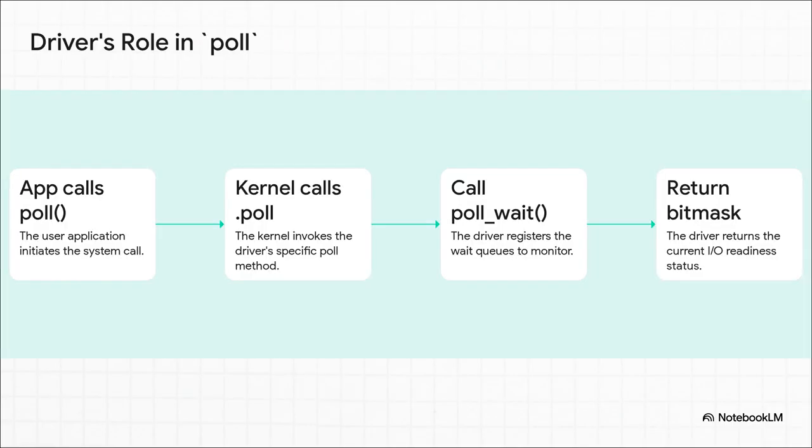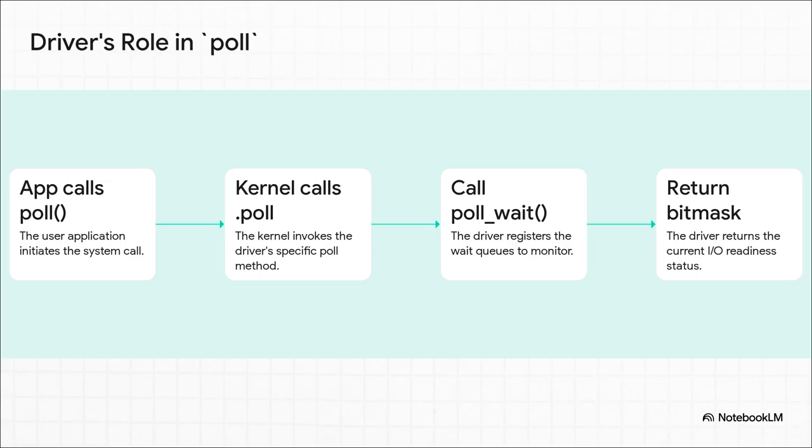Think of a security guard watching a big bank of monitors. Instead of having to physically walk to every single door to see if someone's there, they can just glance at all the screens and instantly know which door is opening. Poll lets an application do the exact same thing with all of its open files. And the best part is, your driver's role in all of this is actually pretty simple. When the kernel calls your driver's poll method, you really only have to do two things. First, you call poll_wait, and you pass it any of the wait queues that are relevant. This basically tells the kernel, hey, if something happens on this queue, let that application know.